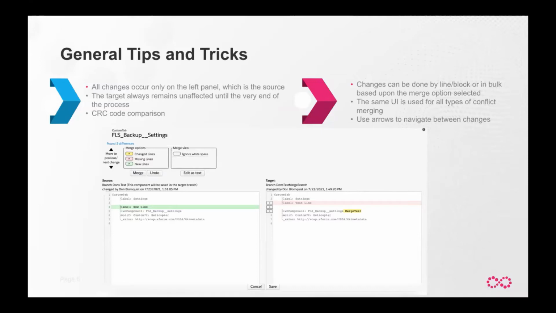Okay. Now, just a couple more points in general on use of the UI. I want to call out changes can be done by line block, directly on the screen between the two panels, or we can do them in bulk based upon a merge option selected. We'll look at these merge options in just a minute. We've chatted about the same UI being used. And number two, these arrows here are functional. I'll talk about those a little more in impact analysis, but you can use those arrows. You don't actually have to scroll through and find errors. In a case where you maybe have three differences, these arrow buttons are a nice, easy trick to get to those changes quickly and easily.